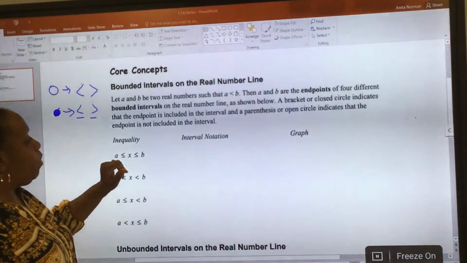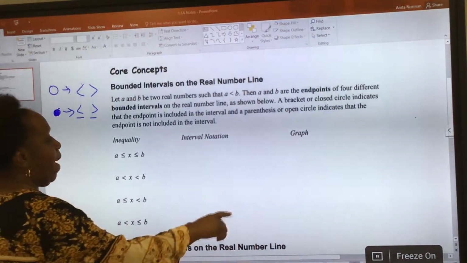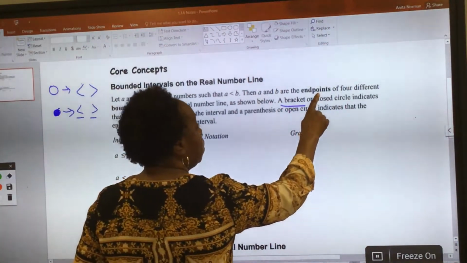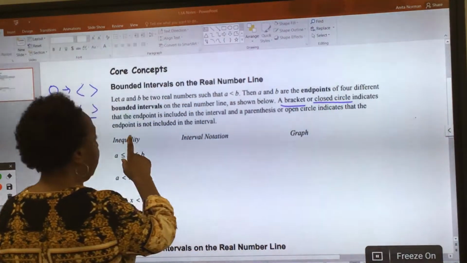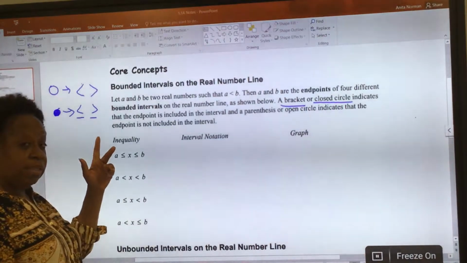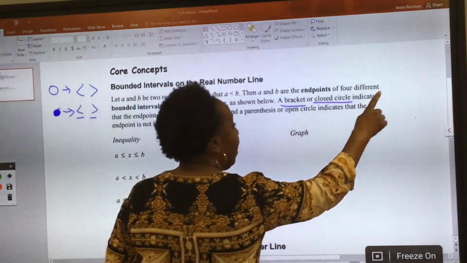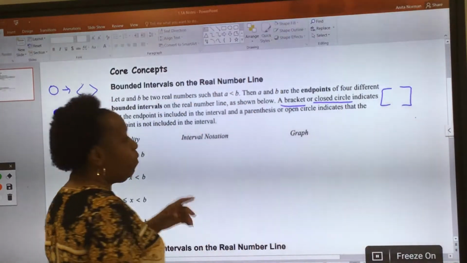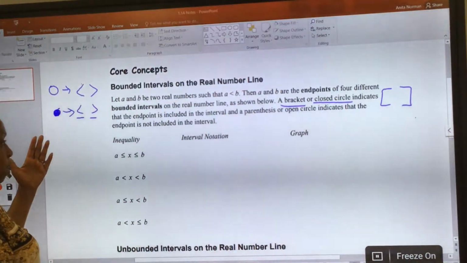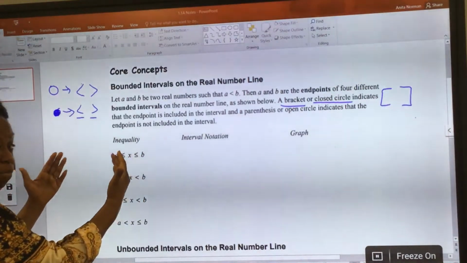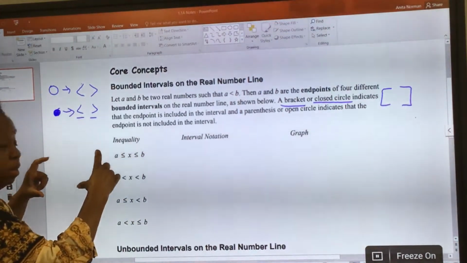It says on the number line, we use a bracket or a closed circle to indicate the endpoints are included. Remember I told you how 5 would be included in x is less than or equal to 5? So in other words, the bracket is like this. So if we have a less than or equal to, or greater than or equal to, on both ends of the interval, we're going to use brackets, okay?